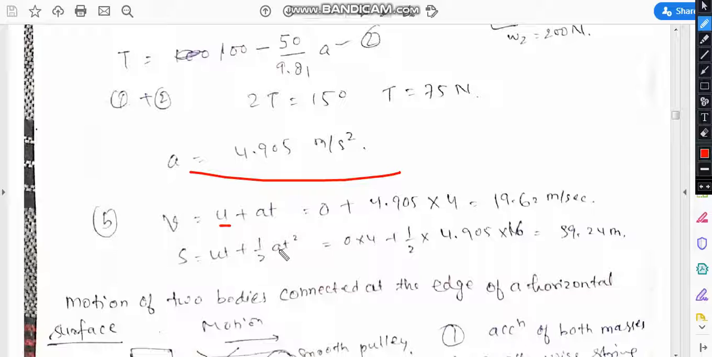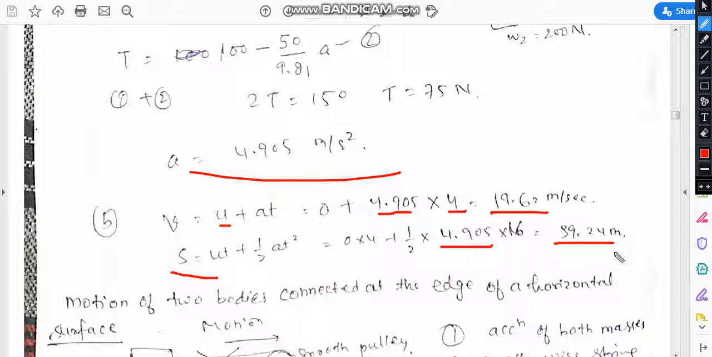We have also worked out the displacement. By using this, a is 4.905 and t is 4 seconds, so v is 19.62 meters per second. As well as that, we can determine the displacement, again with u equal to 0, t equal to 4, and a equal to 4.905, which comes to 39.24 meters.